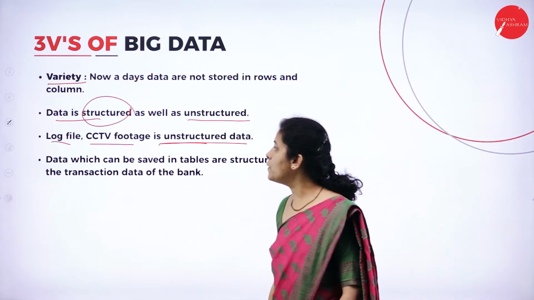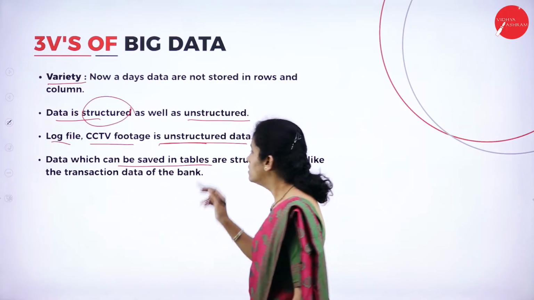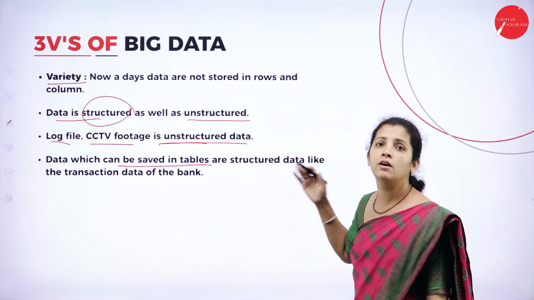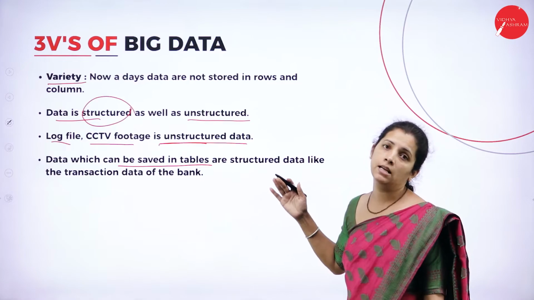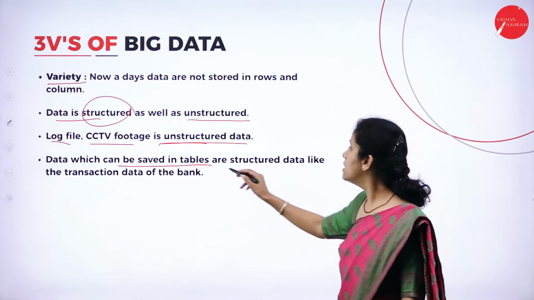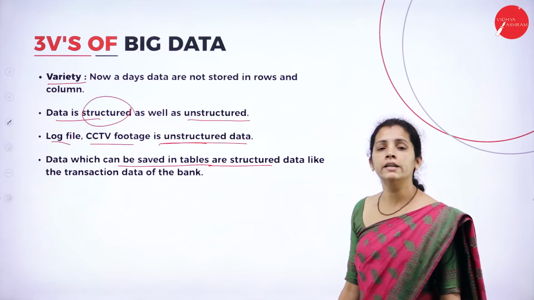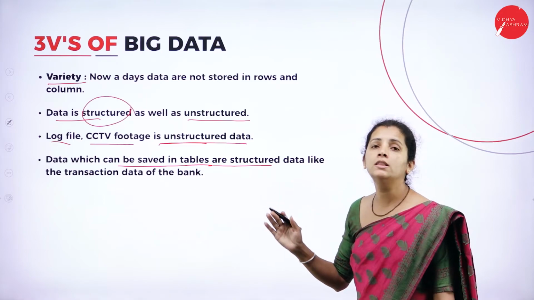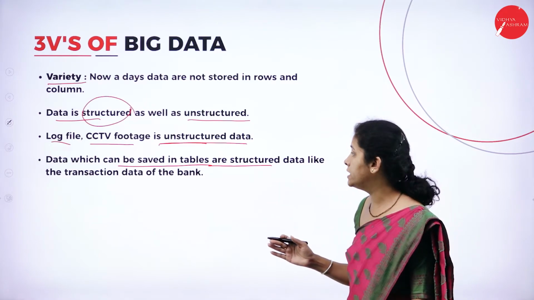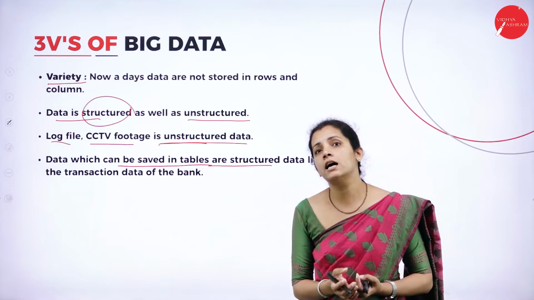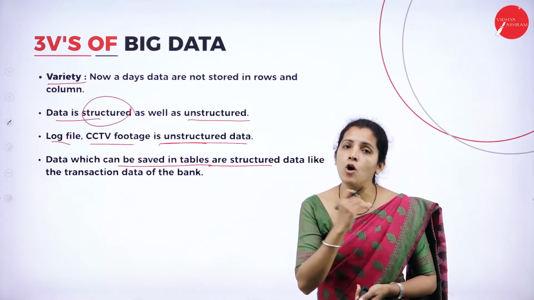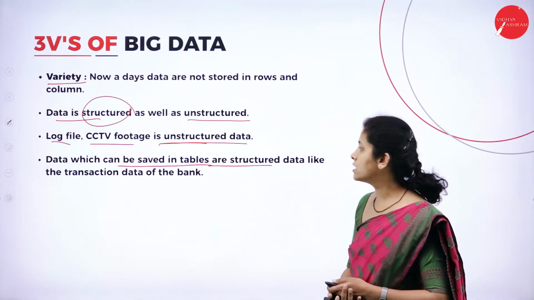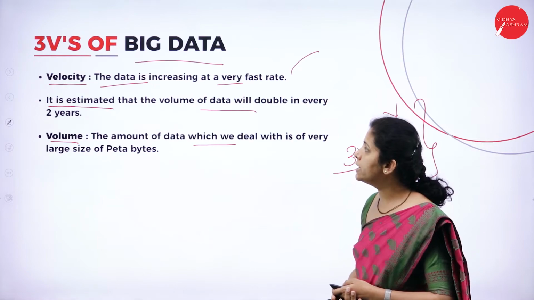So here data which can be saved in a table, that means the data which is stored in the form of table, which is nothing but rows and columns, is known as structured data. And the best example for structured data is all the bank transaction details. So all the bank transaction details are stored in the form of table, and this is the best example for structured data.